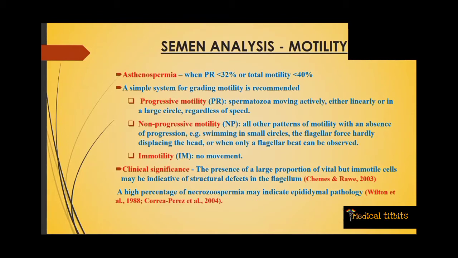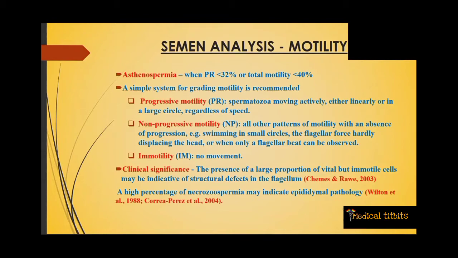WHO. A progressive motility has a variety from the earlier staging system. Now it is only 3 categories. Progressive motility, when spermatozoa are moving actively either in a large circle or in a linear fashion. Non-progressive motility, all other patterns of motility, whether they are moving in a small circle or not. And immotile, when there is no movement.